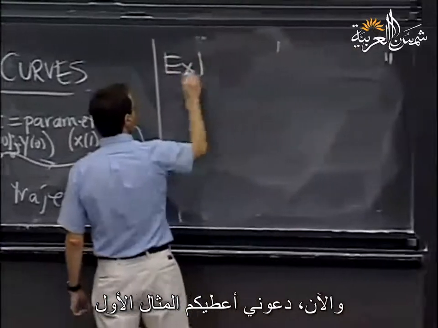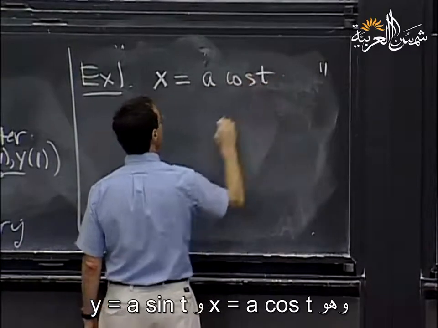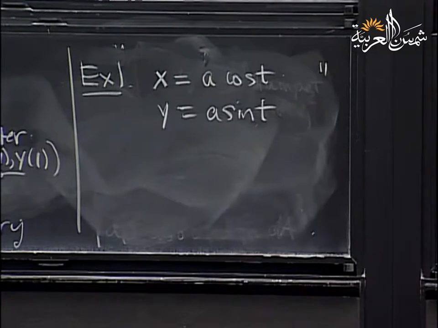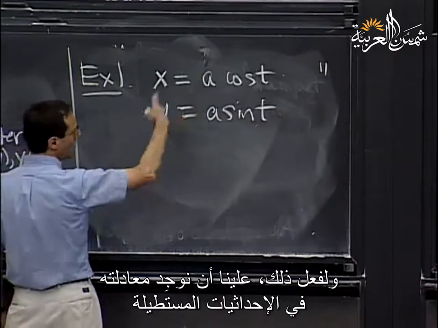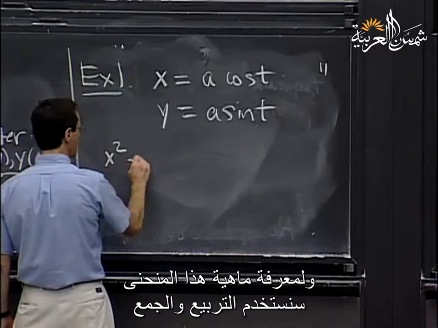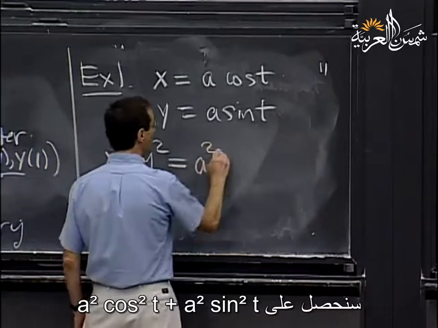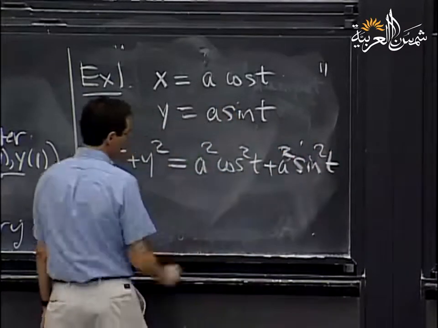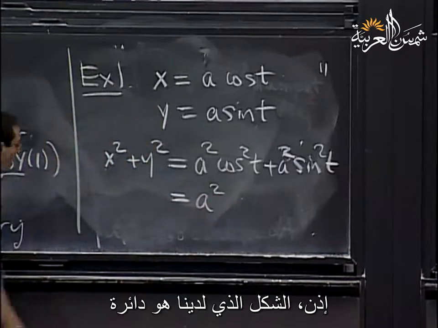Now, let me give you the first example, which is x equals a cosine t, y equals a sine t. The first thing to figure out is what kind of curve this is, and to do that, we want to figure out what equation it satisfies in rectangular coordinates. So we recognize that if we square and add, x squared plus y squared, we're going to get something very nice and clean. We're going to get a squared cosine squared t plus a squared sine squared t, which is just a squared times cosine squared plus sine squared, or in other words, a squared. So lo and behold, what we have is a circle.